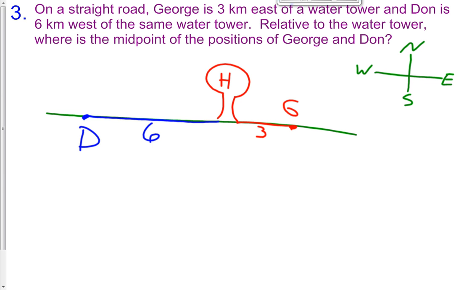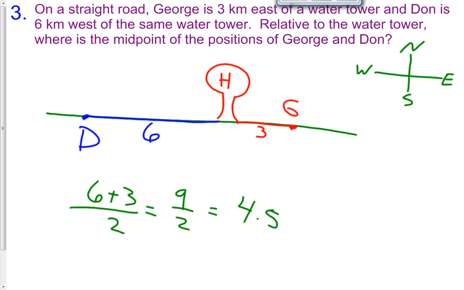So then it says, relative to the water tower, where is the midpoint of the positions of George and Don? So if we want to find the midpoint, we're going to add up our two values, 6 plus 3, and divide it by 2. So 6 plus 3 is 9. 9 divided by 2 is 4.5.